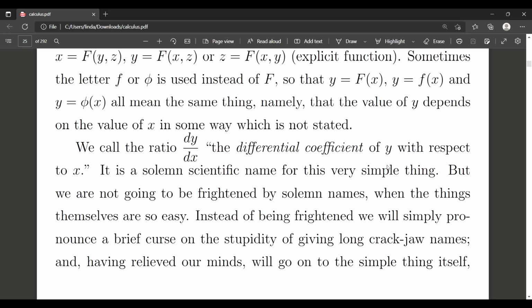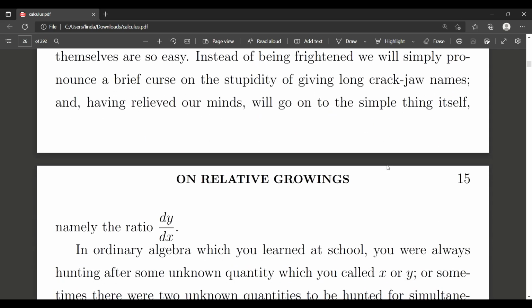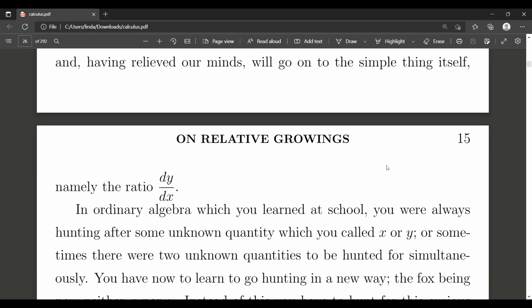It is a solemn scientific name for this very simple thing, but we are not going to be frightened by solemn names when the things themselves are so easy. Instead of being frightened, we will simply pronounce a brief curse on the stupidity of giving long, crack-jaw names, and having relieved our minds, we'll go on to the simple thing itself, namely the ratio dy by dx.